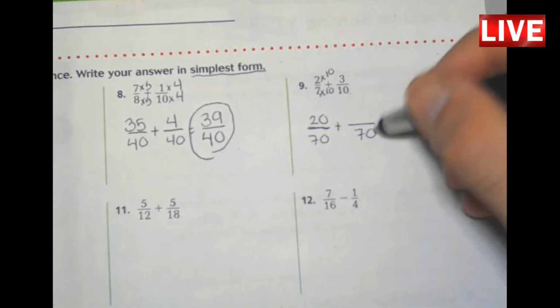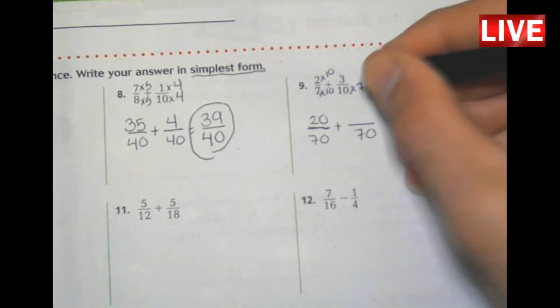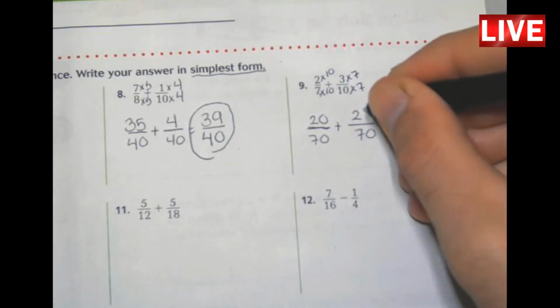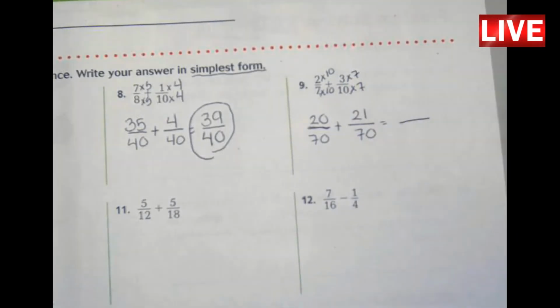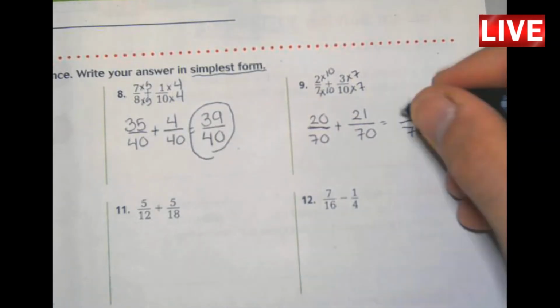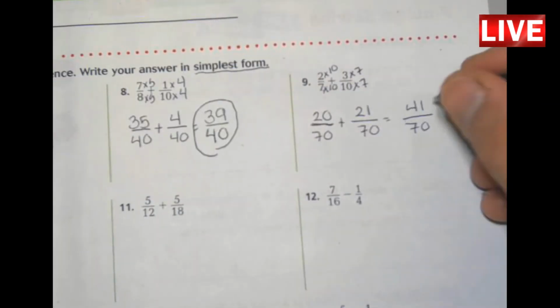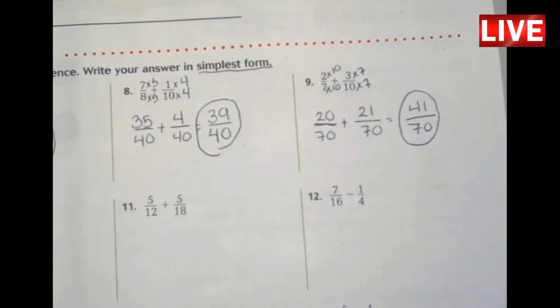On the next one, what times 10 gets me to 70? That would be 7. So we're also going to multiply the top by 7. 3 times 7 is going to be 21. Bottom number stays the same as 70. We're going to add the two top numbers. 20 plus 21 is going to be 41. 41 over 70 is not greater than a whole, so it can stay just the way that it is.